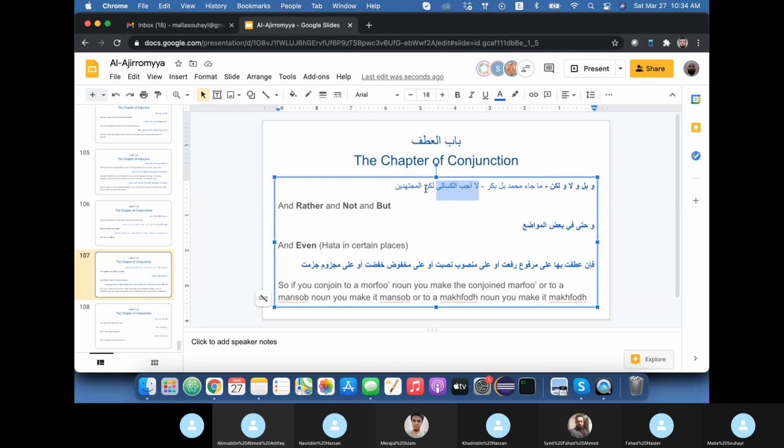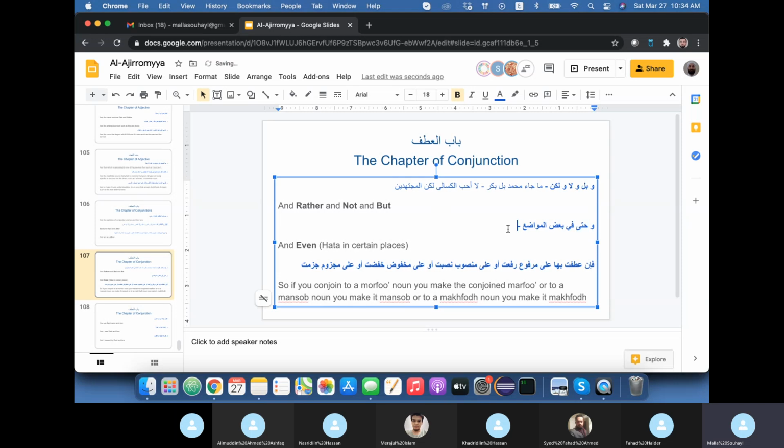Yes. All right. So at this point, we only have one more particle left, and that is hatta. Hatta means even. For example, you would say مات الناس حتى الأنبياء. People die, even prophets.